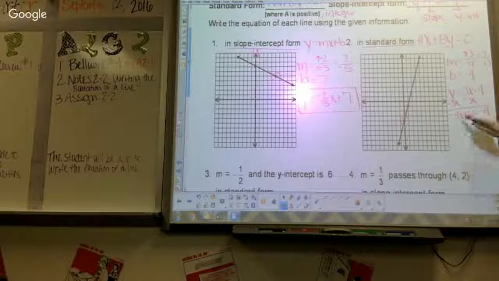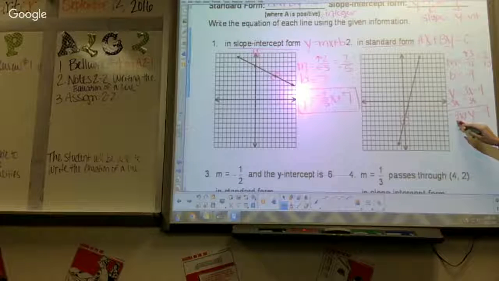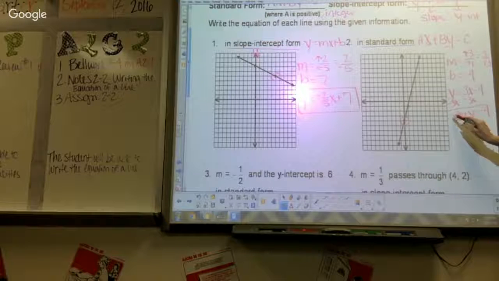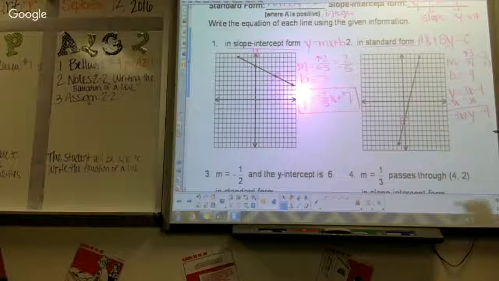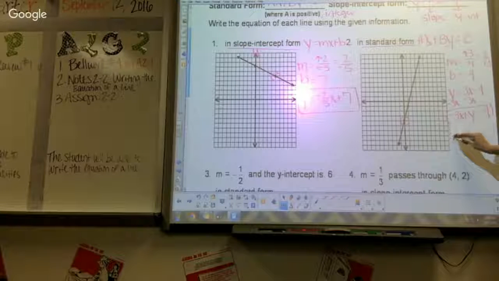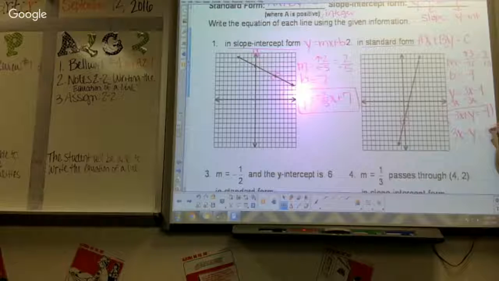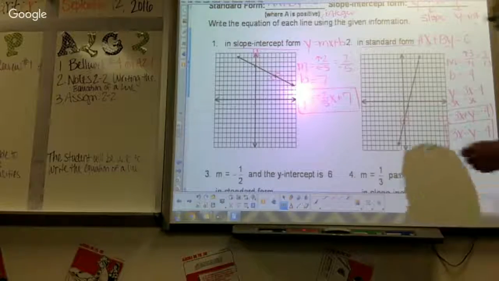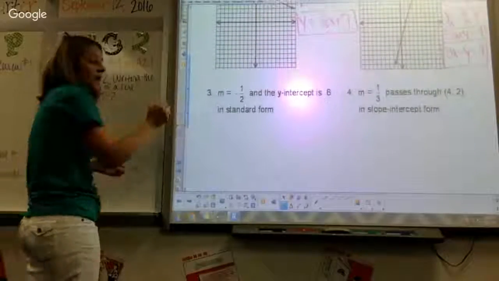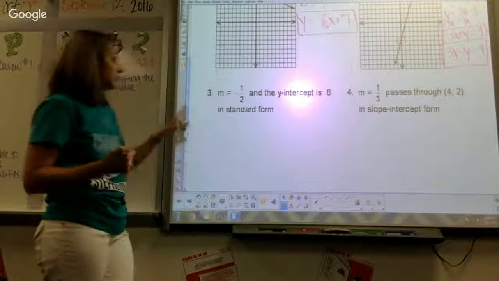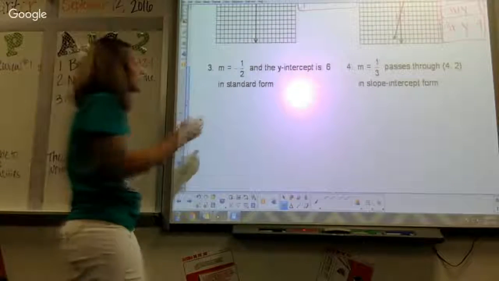And then notice that a, anytime you're in standard, pay close attention to a, which is the coefficient of x. It has to be positive and it has to be a whole number. Notice it's a negative and a whole number. So the only thing that we need to change is that negative. So I'm going to multiply the entire equation by a negative 1. Basically all you're doing is changing the sign of every term in your equation. So that would be 3x minus y equals a positive 4. So with 2 graphs, anytime you have graphs, you're finding the slope and the y-intercept before you can find the equation. All right, number 3, we're given m, which is the slope.